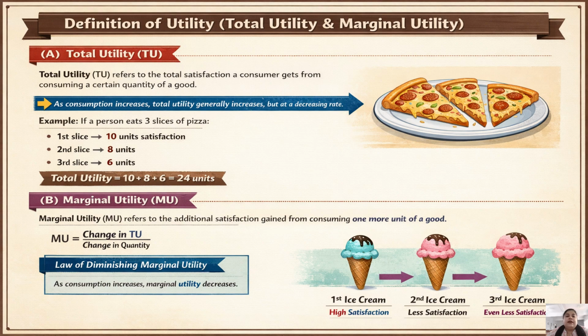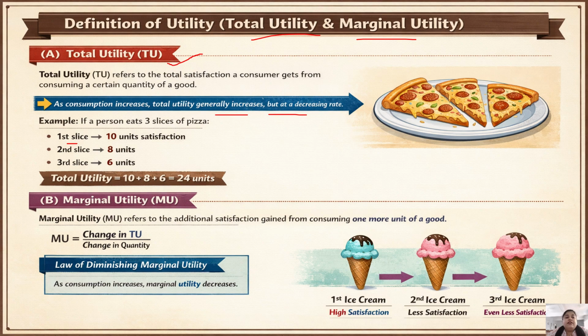Let's define the concepts of total utility and marginal utility. Let's talk about the first. What is total utility? Total utility refers to the total satisfaction a consumer gets from consuming a certain quantity of a good. As consumption increases, the total utility increases but at a decreasing rate. For example, if a person eats slices of pizza, as I have told you, utility can be measured in numbers. Let's take one example first.